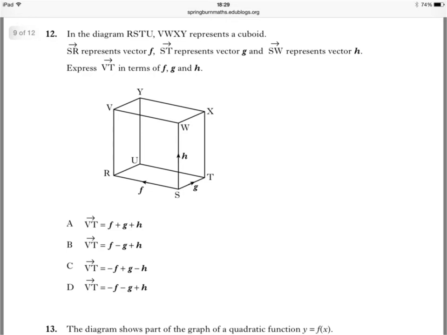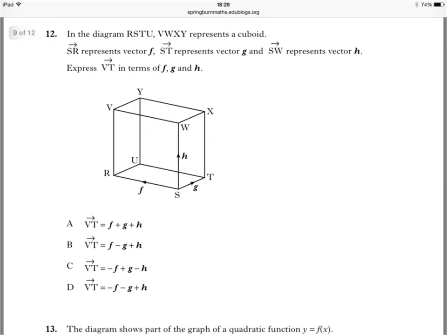Section 7, question 1. In the diagram, RSTUVWXY represents a cuboid. SR represents a vector F, as you can see. ST represents G. SW represents vector H. Express VT in terms of F, G and H.